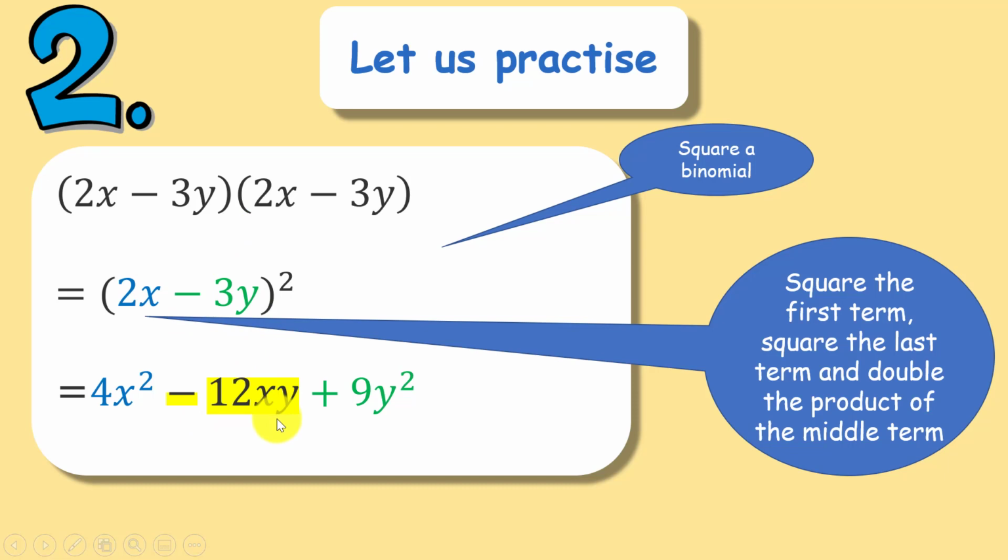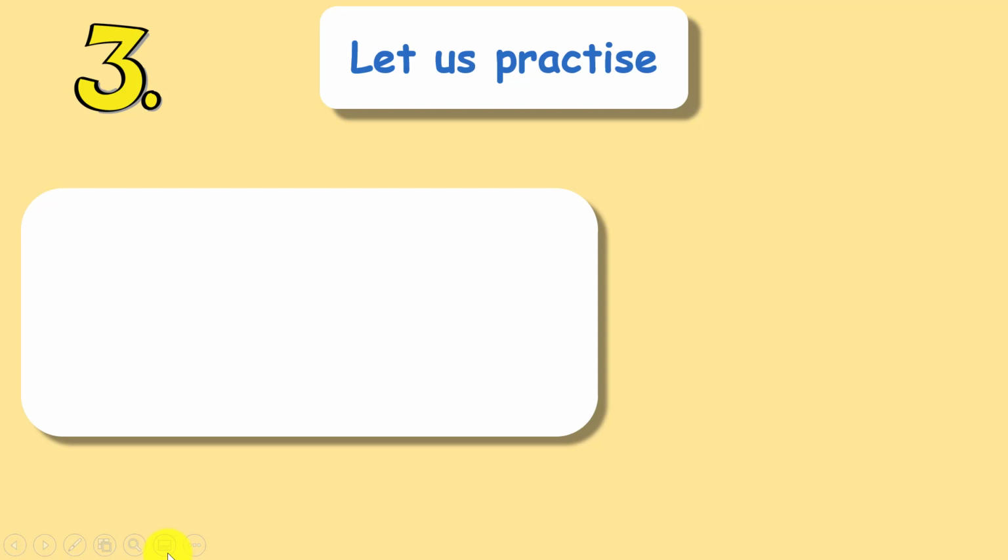Remember, if you don't know this method, you can just use FOIL, but then you'll notice that you'll have in the middle a negative 6xy and another negative 6xy, and that will combine to negative 12xy. So remember, you can multiply the first terms, the inner terms, the outer terms, and the last terms, and you'll get the same answer.